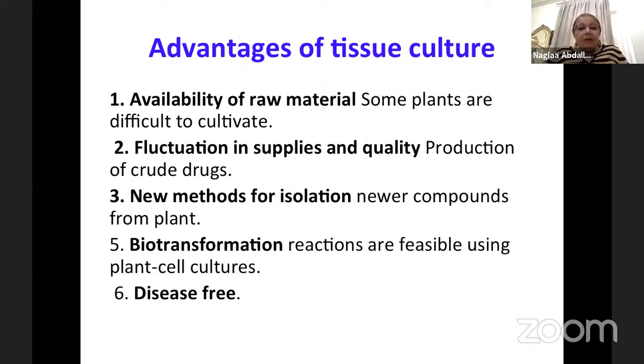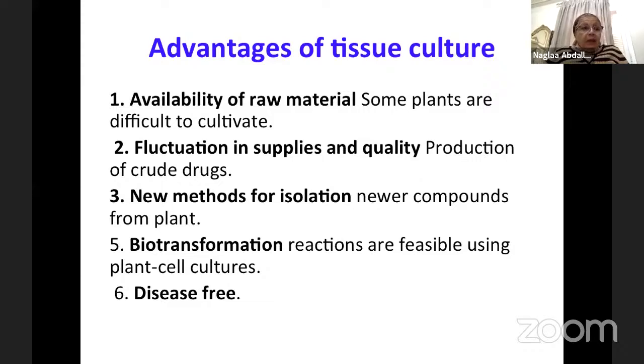It's a tree plant, a medicinal plant. We have only one plant in Sinai. So we use tissue culture to micropropagate this plant and recultivate it again in the same environment, in the same place. So we can use it for developing drugs, and for fluctuation in supplies and quality, like production of crude drugs and so on.